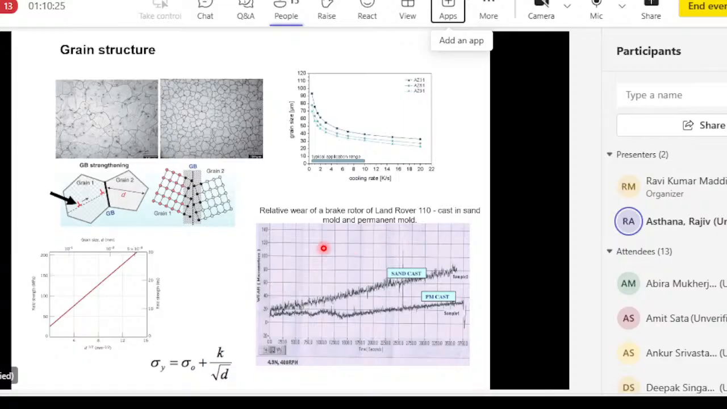Over here, we are looking at a graph and some actual data on the relative wear of a brake rotor of a vehicle cast in a sand mold and in a permanent mold. So this curve is for sand casting, the lower one is for permanent mold casting. The same brake rotor was cast in two types of molds, and we are measuring the amount of wear in micrometers. And this rotor was running against a counter face, and the contact pressure was about 5 newtons, and RPM was 400 revolutions per minute. So under these conditions, we are measuring how much was the wear of the rotor as a function of time of running.